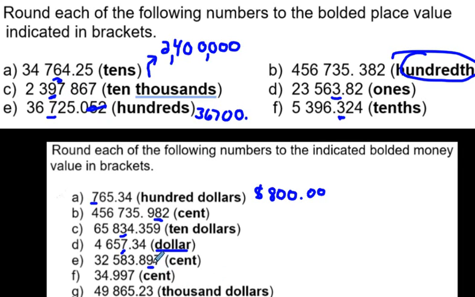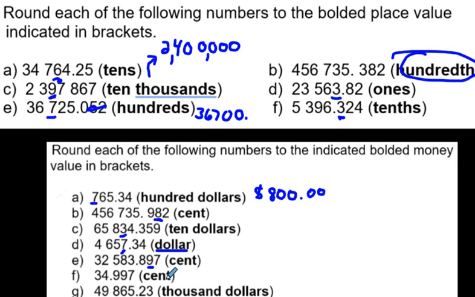So this question here, the 9 would become a 10 because there's a 7 beside it. And because the 9 becomes a 10, it actually bumps up the 1 on the left. And that will become a 9. And this will become a 0. So the answer would be $32,583.90 or 90 cents. Okay?